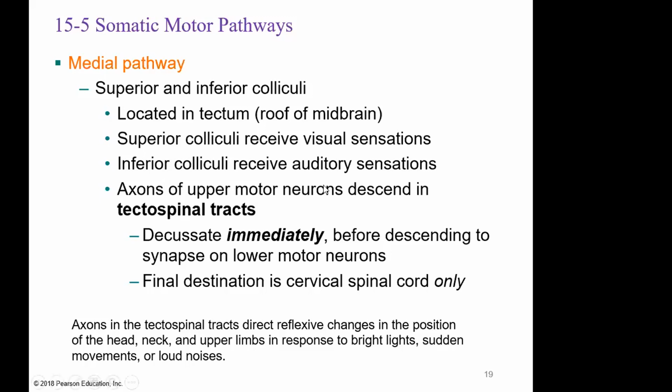So those axons of the oculomotor neurons will descend in what we call the tectospinal tracts because we started in the tectum. They decussate immediately before descending to synapse on the lower motor neurons. And then the final destination is the cervical spinal cord only. So they do not go beyond the cervical spinal cord. They are going to direct, again, the reflexive changes in head, neck, and upper limbs in response to the things we just discussed, like the bright lights, sudden movements, loud noises, etc. So that's what that tectospinal tract is there for.